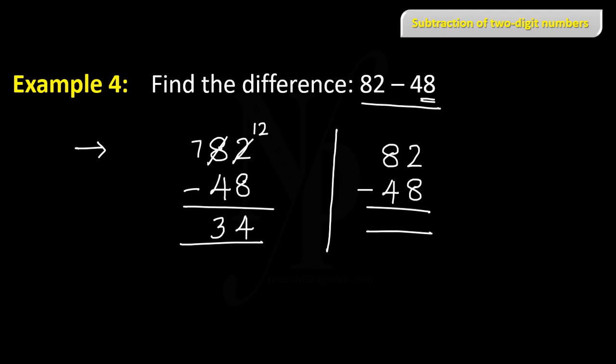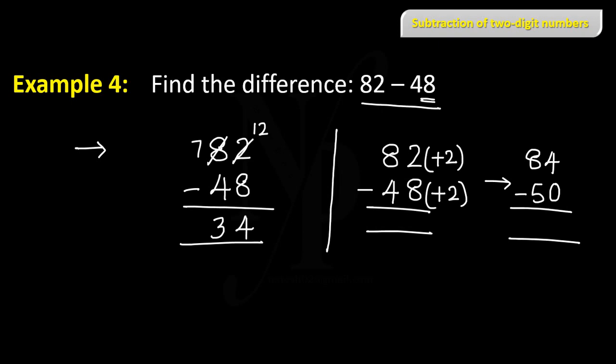If you add, I will write plus 2 in brackets. So if you add 2 to 48, it becomes 50. So we are transforming this. It becomes 50, and we have to add 2 to the number from which we are subtracting also, plus 2. So now 82 plus 2 becomes 84. So now the subtraction will be easy.